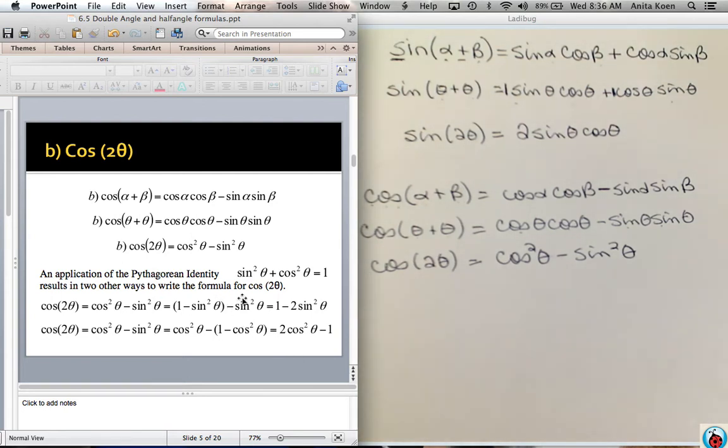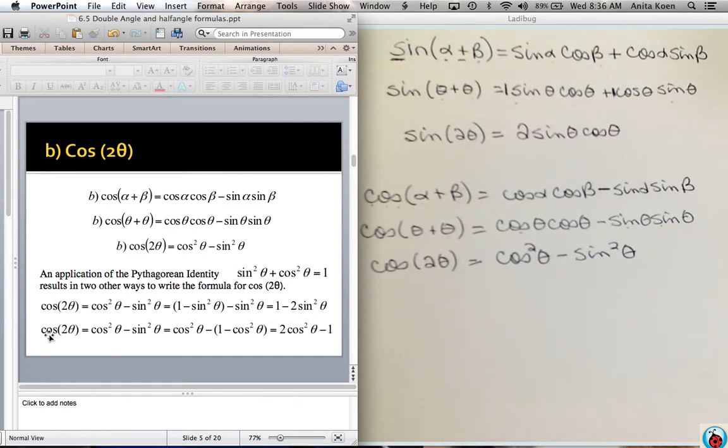Now, like we talked about in class before, an application of the Pythagorean theorem, sine squared plus cosine squared equals 1, results in 2 other ways to write the formulas for the cosine of 2 theta. We can take this formula for the cosine of 2 theta and I can replace the cosine squared with 1 minus the sine squared, right here. That cosine squared is 1 minus the sine squared, and so negative sine squared plus negative sine squared is negative 2 sine squared. So this is the second form of the same formula.